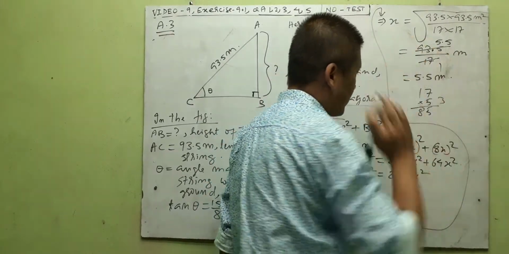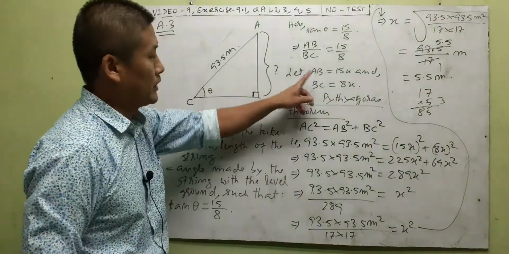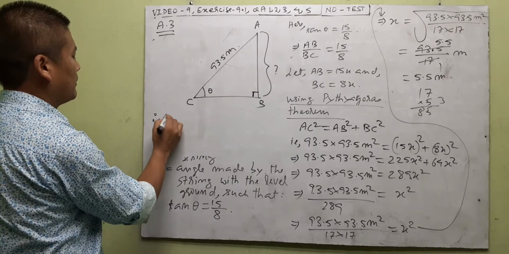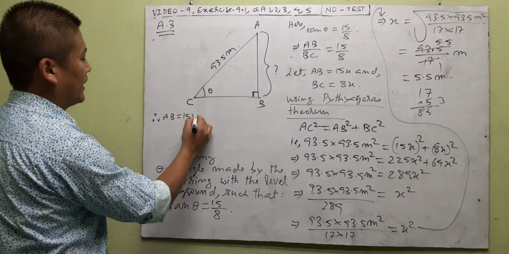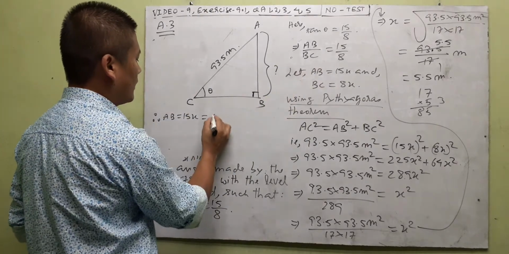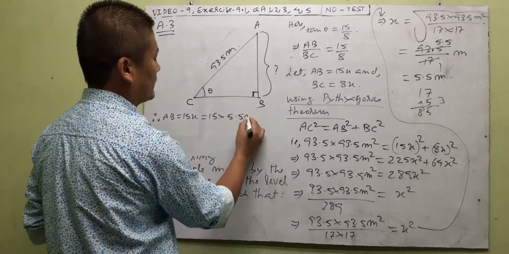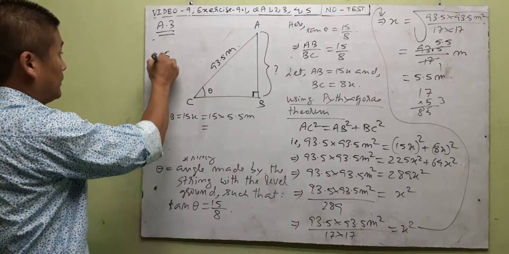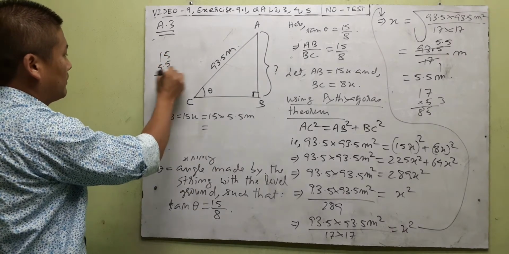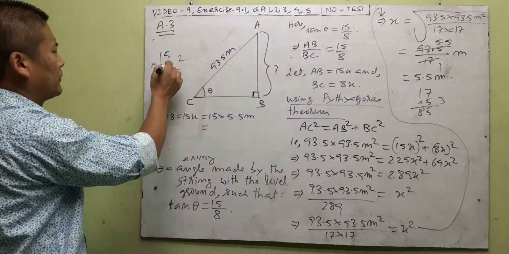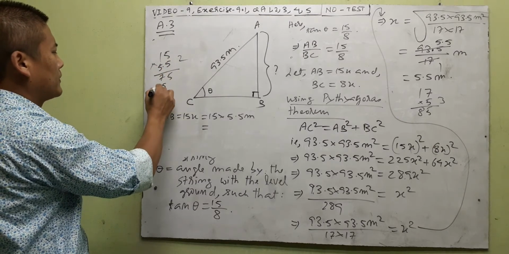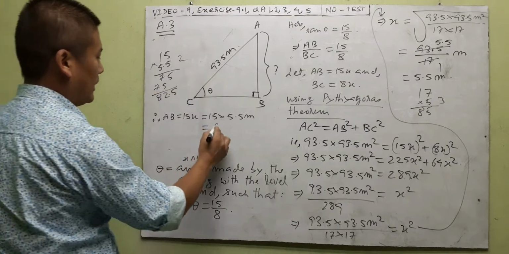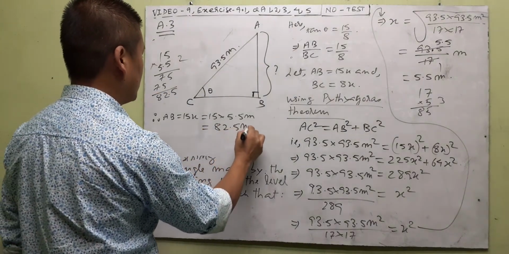So if you got x, then you can easily find this too now. Therefore, AB value, which is equal to 15x, as we got by assumption here. 15 into x is 5.5 meter. So let us multiply this, and 15 into 5.5 will be 5 fives are 25, 2 in hand, 5, 7, 5, 12, 8. One decimal place, so it will be 82.5 meter.